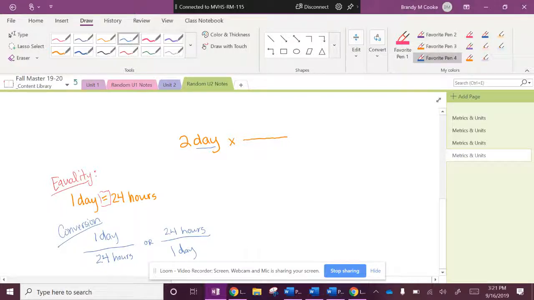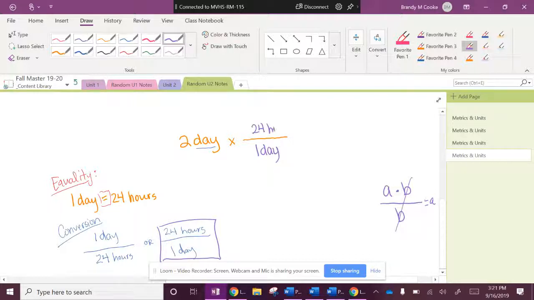If we want units to cancel out, hopefully you learned in algebra that anytime you divide two of the same units, they cancel out. For example, if I have A times B divided by B, that's going to equal A, because B and B cancel out. This same concept is what we're going to use here. If I start with days, then I want the equality that puts days on the bottom so that they cancel out. So I'm going to say one day for every 24 hours. And now I've canceled out days, and I'm at the units that I want.